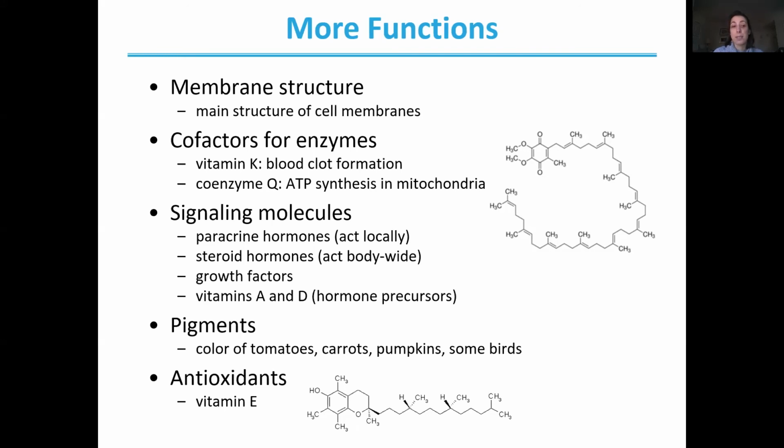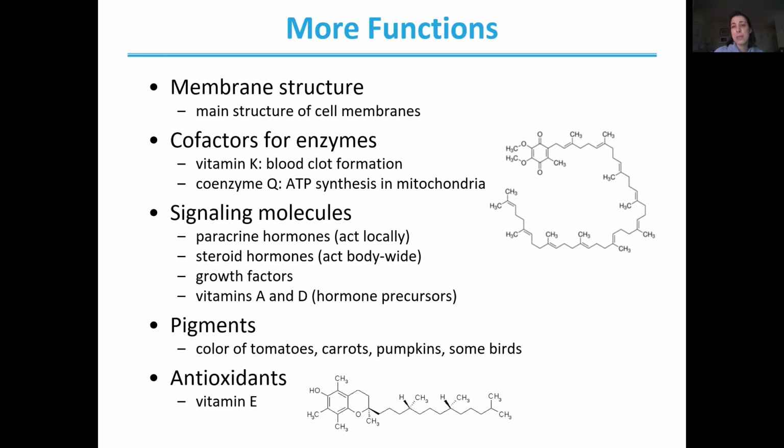Now, certain types of lipids can also be used as signaling molecules. We can generally break these down into the name of hormones. So, steroid hormones, pancreatic hormones, different growth factors, and other vitamins like vitamin A and D, which are precursors to certain hormones, all act in some way to signal events to certain cells or other organs in the body.